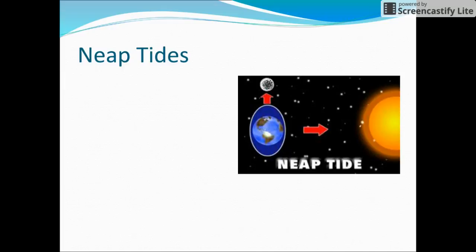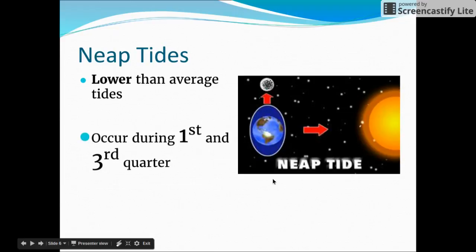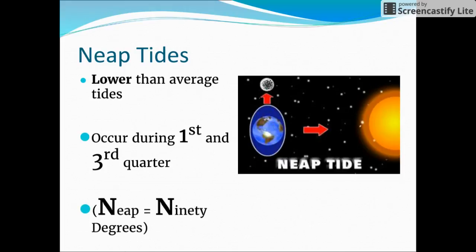The second type of tides are called neap tides. Now, neap tides are lower than average tides that take place at 90-degree angles. So you can see here, the moon is in its 3rd quarter phase, and if the moon was down here, it'd be in its 1st quarter phase. And you can see that's causing right here to be a low tide on both sides of the Earth and extremely high tides up here. So remember, neap, 90 degrees.